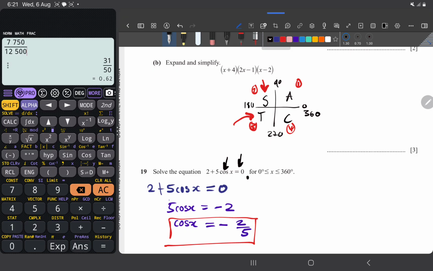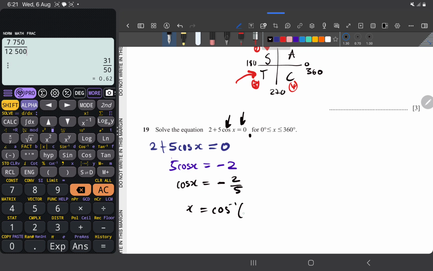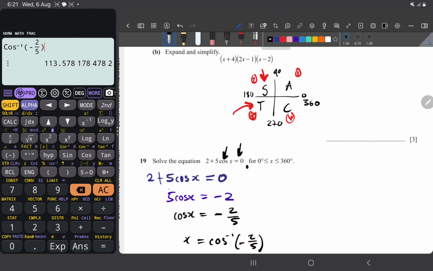So now let's continue and solve first. Here we had cos x being equal to negative 2 over 5. Then we have x is equal to cos inverse of negative 2 over 5. Now we are going to punch that. We are going to say second function cos, that's cos inverse of negative, let's put our fraction, 2 over 5, close fraction. This is going to be equal to x is equal to 113.578.